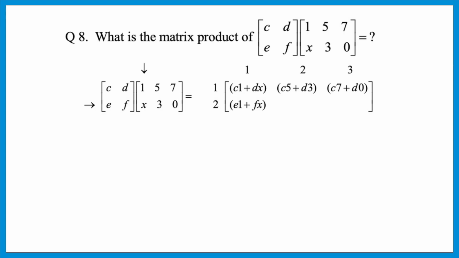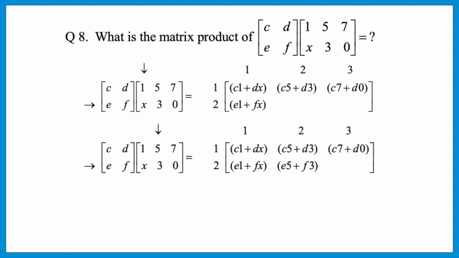So looking at that bottom left spot, we're in the second row and the first column. So that would be E times 1, and then moving would be F and X. E1 plus Fx. Now it's the bottom middle, second row, second column. That's going to be E5 and then F3, adding those products.